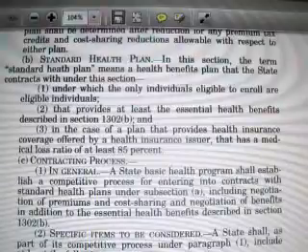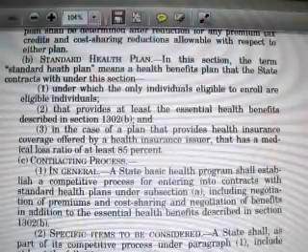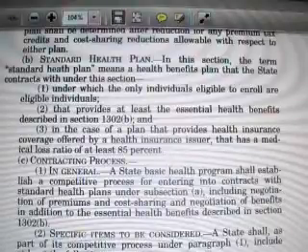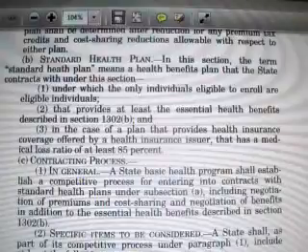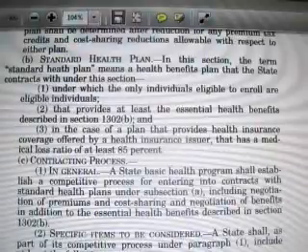Specific items to be considered. A state shall, as a part of its competitive process under paragraph 1, include at least the following: innovation, negotiation with offers of a standard health plan for the inclusion of innovative features in the plan, including care coordination and care management for enrollees, especially those with chronic health conditions. So they have to provide for chronic health conditions.